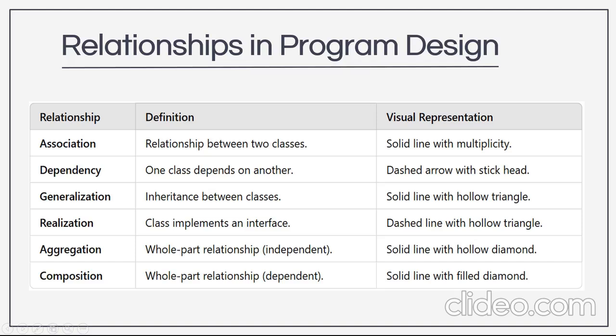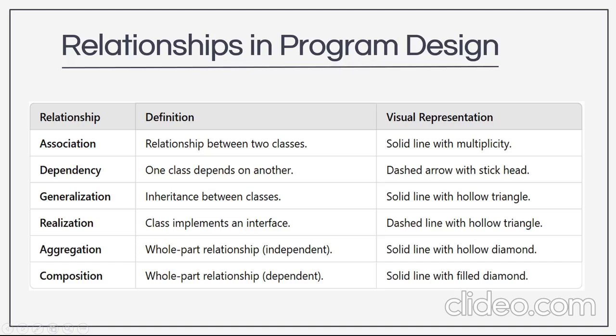Relationships between classes are a key part of design. They show how different parts of the program interact. For example, association represents a link between classes, like the relationship between a library and its books, represented by a solid line with multiplicity at each end. Dependencies, with an optional label, show that a change in one class might affect another, represented by a dashed arrow with a stick arrowhead pointing to the dependency.